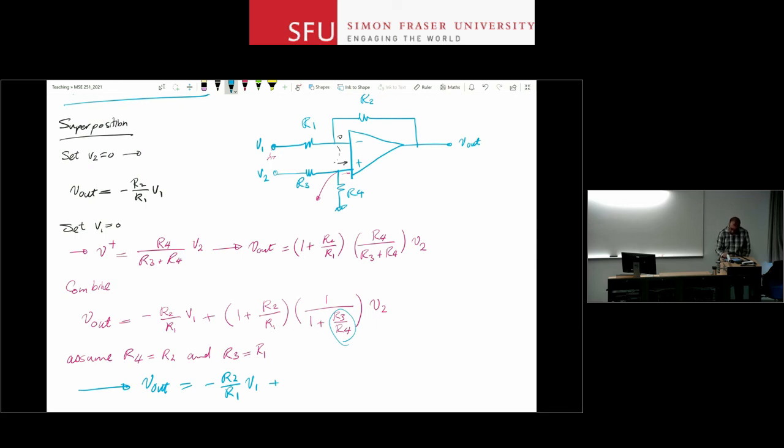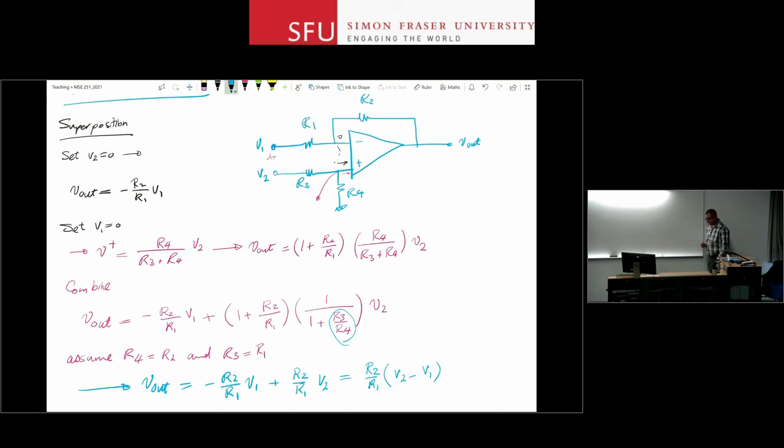and then for the second fraction, 1 plus R2 over R1 times 1 plus R3 over R4, do the math, you can actually show that it's going to be 1 plus R4 over R1, but R4 is equal to R2, so it's 1 plus R2 over R1 times V2, right? Or I can write it as R2 over R1 times V2 minus V1.